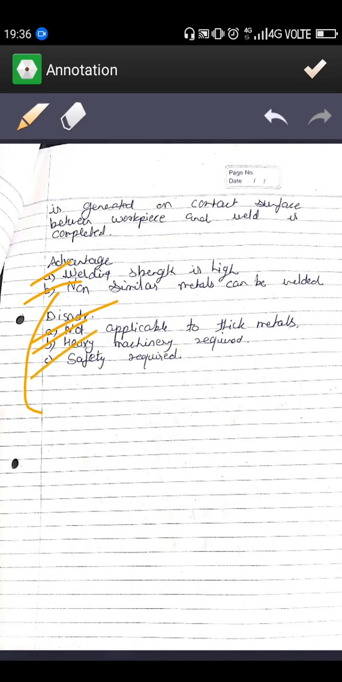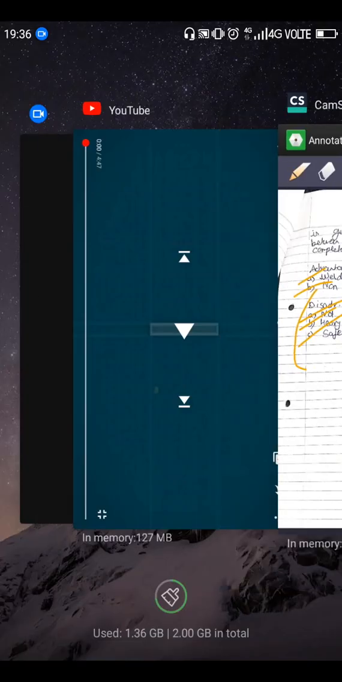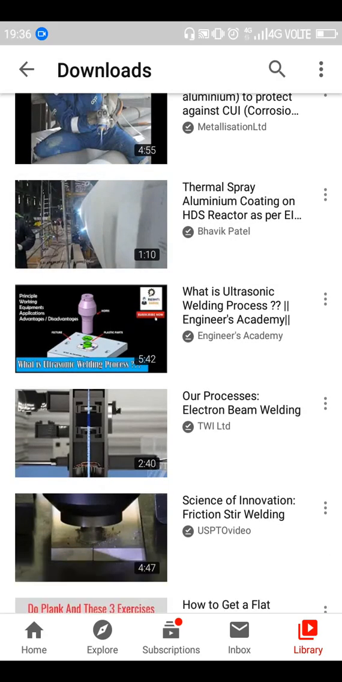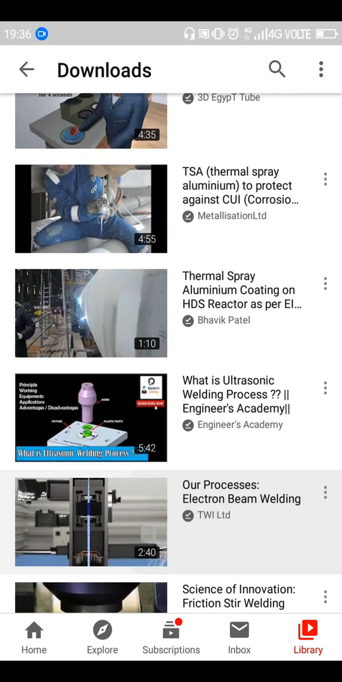Now we are going to see the animation of this ultrasonic machine. Now focus on your screen and try to understand this ultrasonic welding.